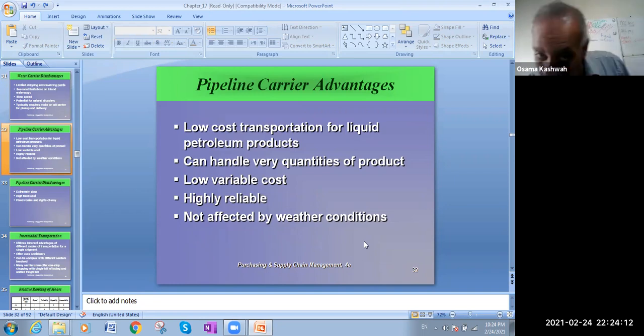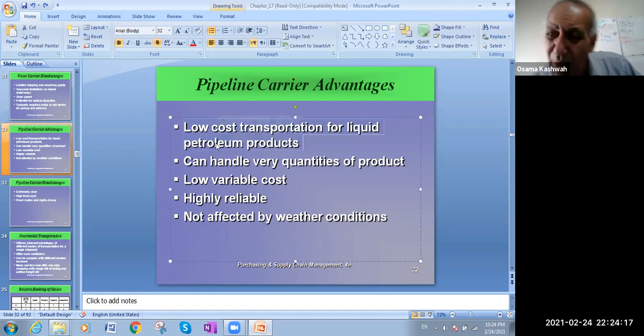Pipelines carry an advantage: low cost transportation for liquid petroleum products. Usually they use it for water and oil. Those are the two things most commonly used on the pipelines. For water, we use pipelines for shifting water from place to place, like cultivation water, agricultural water, and drinking water. Mainly, though, pipelines are for oil and gas. Crude oil, which means not refined, is shifted from one place to another.